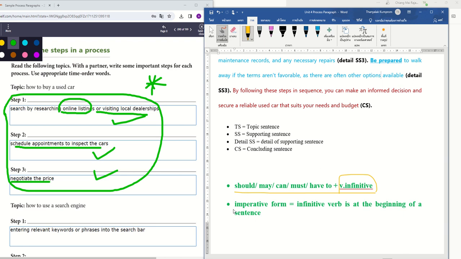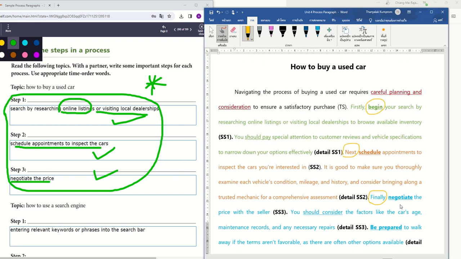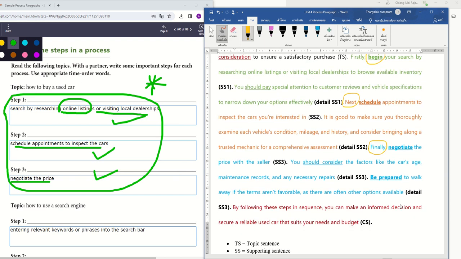Or it can be the imperative form, which is infinitive verb in the beginning of the sentence. So let's take a look at should, may, can, must, have to plus verb infinitive. Here, you should consider. See? Should plus verb infinitive.